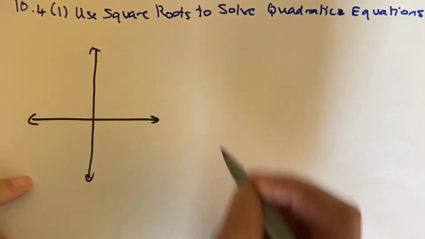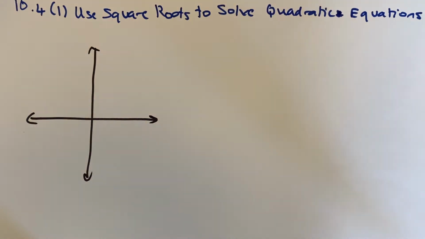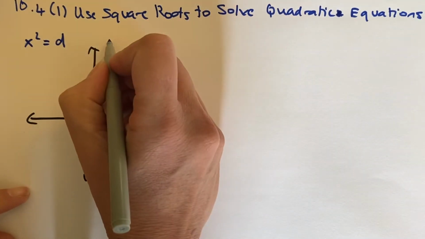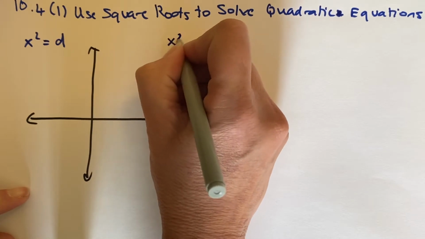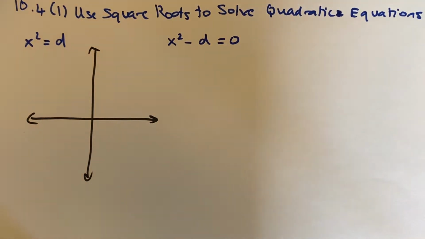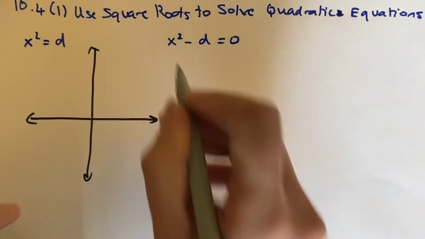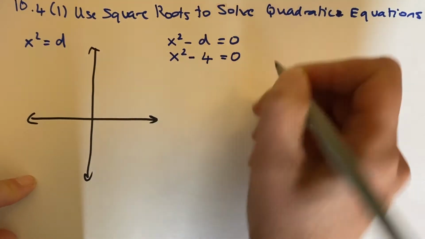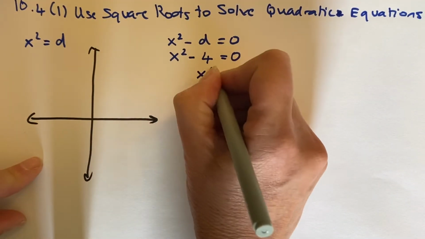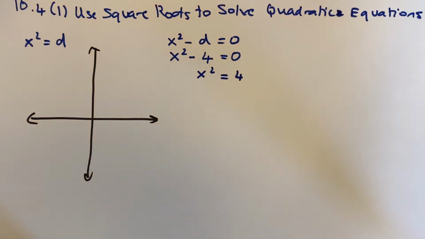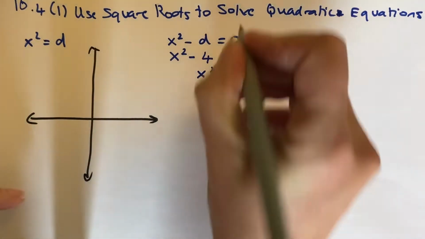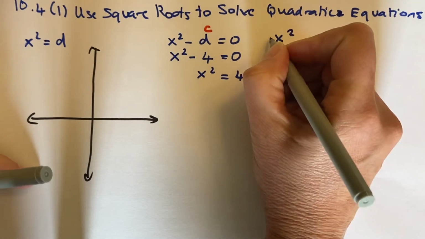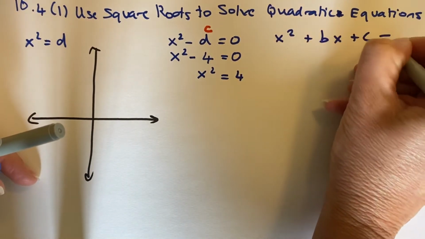And I consider this lesson slightly cheating, and I'll explain why. They're going to give you x squared equals d, which does not look like the equations that we've been using. But this is really x squared minus d equals 0, where d is actually a number. For example, x squared minus 4 equals 0, and then they're moving this 4 over. So that d is really what we were calling c, the equivalent of ax squared plus bx plus c.